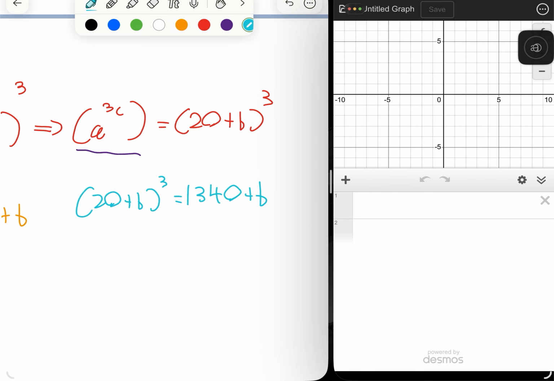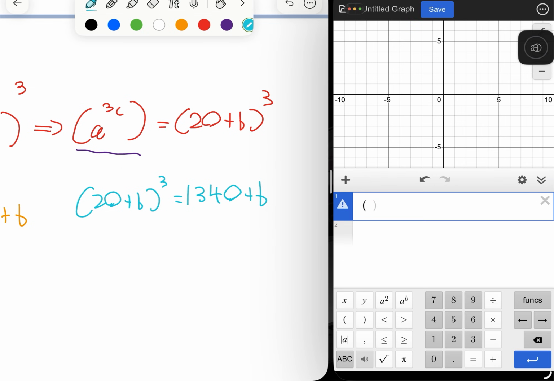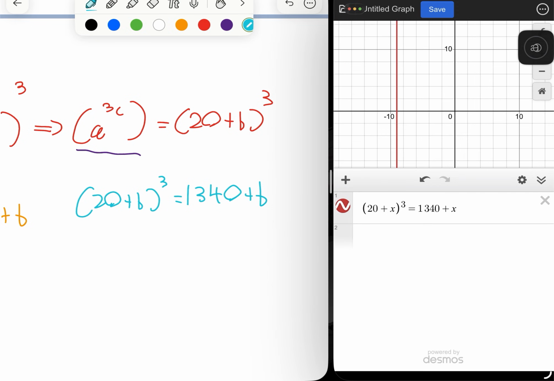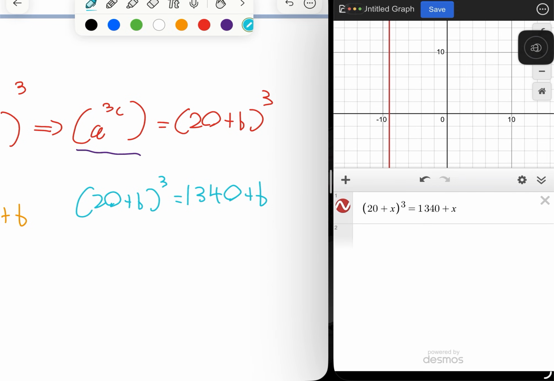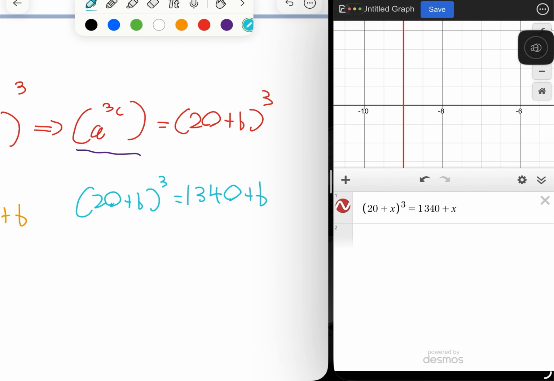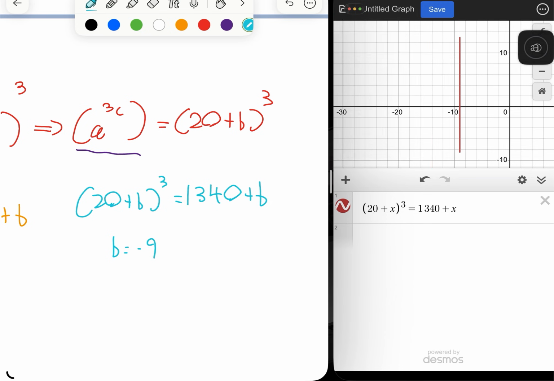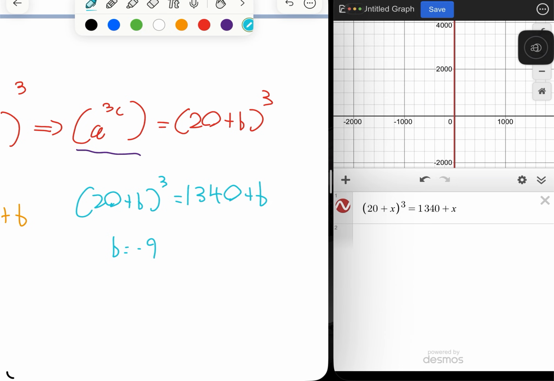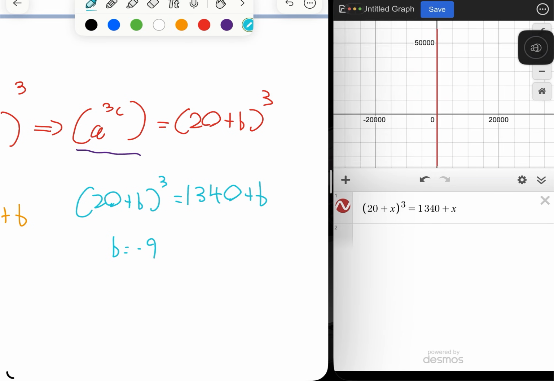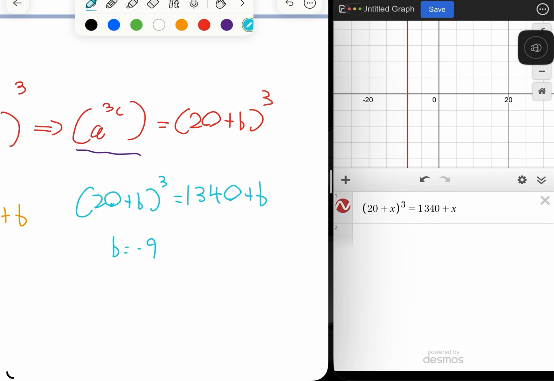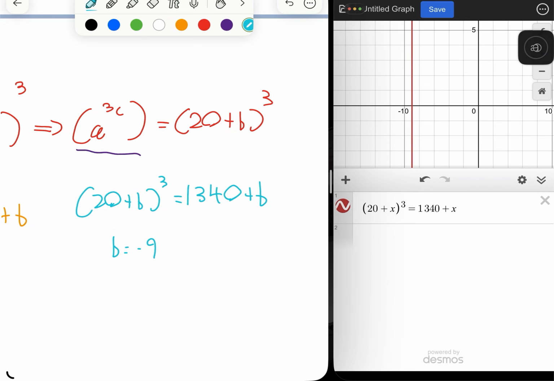I would use decimals here. So I would type in 20, and I'm going to use x instead of b, right? But you have 20 plus x cubed equals 1340 plus x. If you zoom out, you get a line that goes through, looks to be x equals -9. So in this case, that's just b equals -9, right? And you could zoom out further and further, but as you see, there's actually not going to be any more solutions. So that's how you know that it's probably b equals -9.